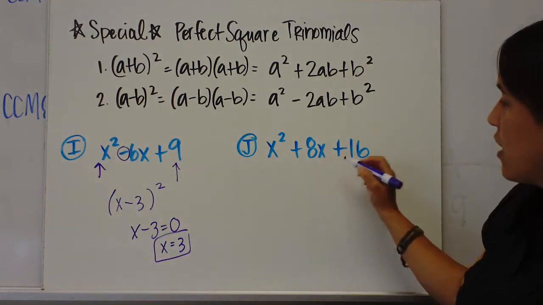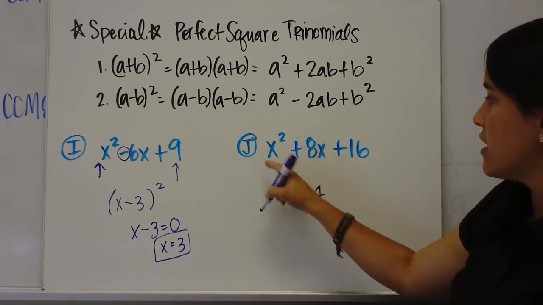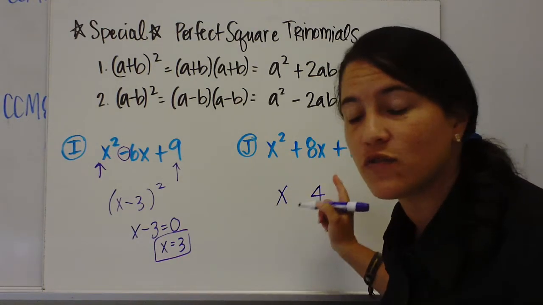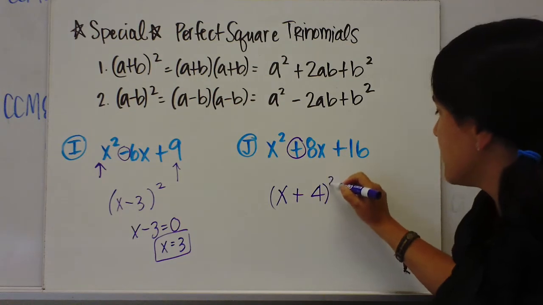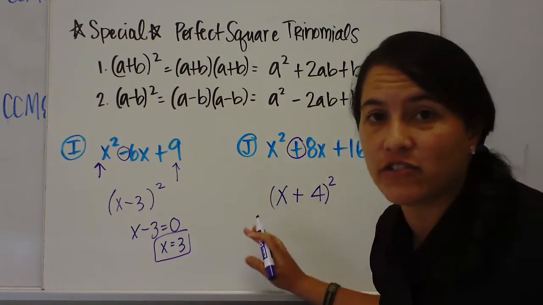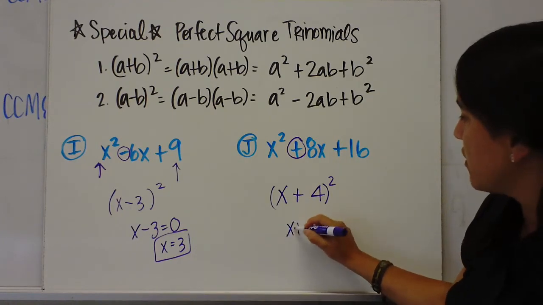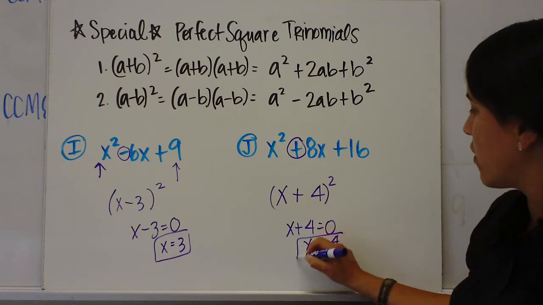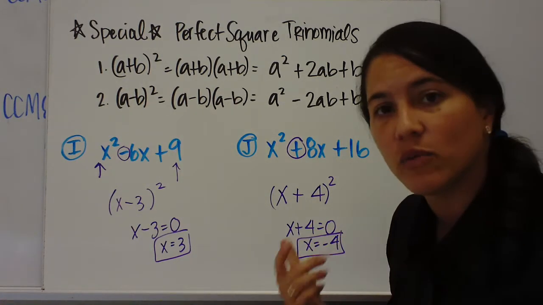In this example, this is going to be 4. This is going to be x because the square root of x squared is x, the square root of 16 is 4, and because of the plus, it's going to be plus. Now I have factored it. I used the special perfect square trinomial. x plus 4 equals 0, so x is equal to negative 4. Again, you only have one solution. I know this is quick. We'll go over it in class.